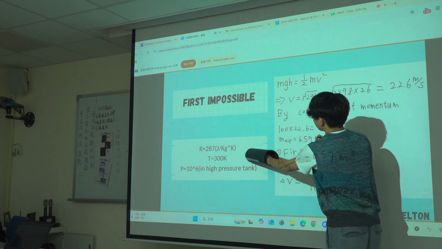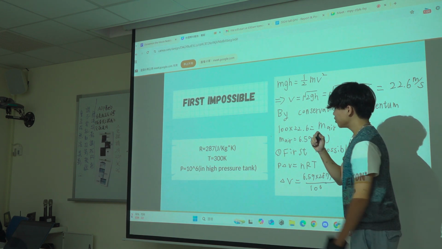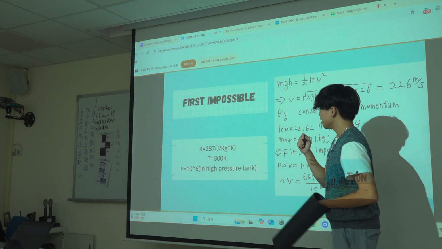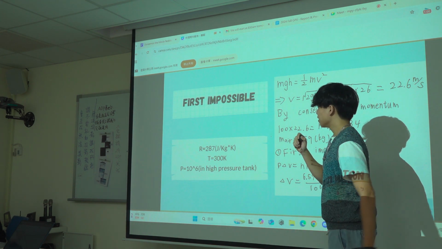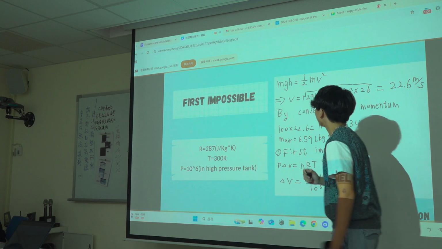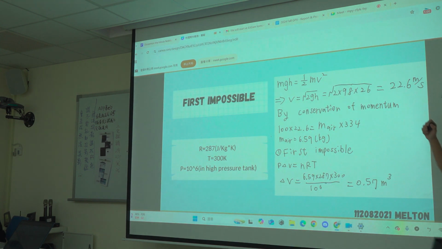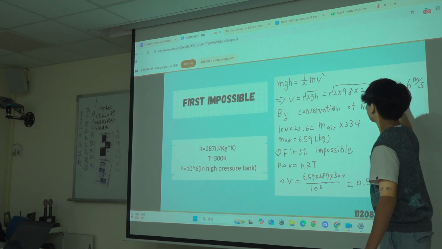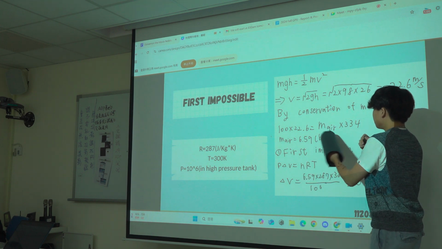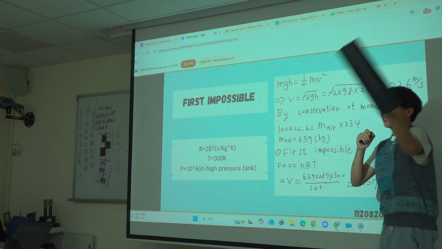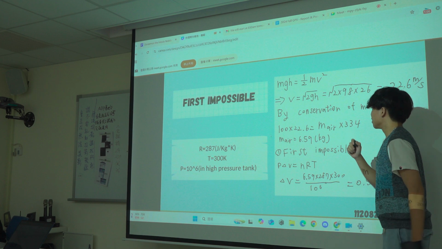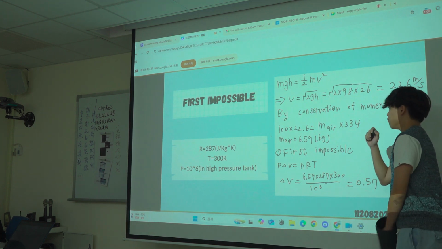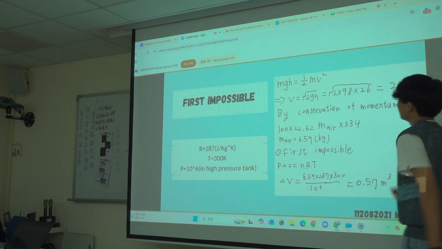Yes, we assume that R is 287 and the temperature is 300 K and the pressure is 10 to the 6. So by the conservation of momentum, we know that m v equals m v. So 100 times 22.6 is the velocity. We assume that the velocity of the air cannon is the same as the speed of sound, 334. So we know the mass of air is 0.59 kilograms.